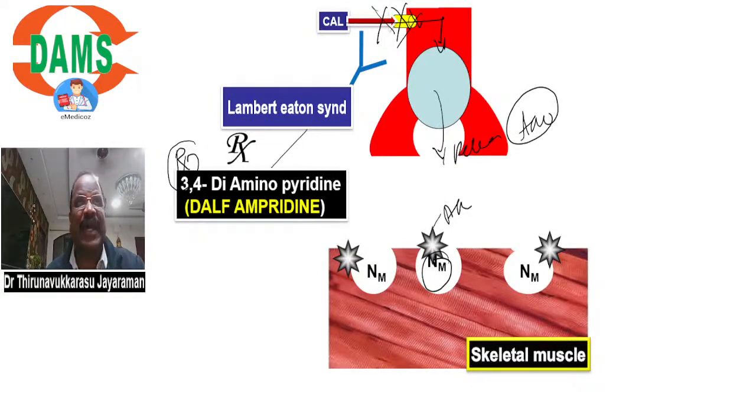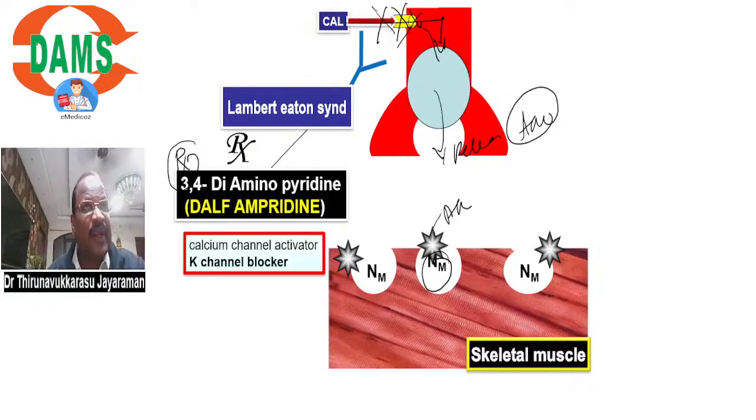3,4-diaminopyridine, also known as dalfampridine. This is going to promote calcium entry. It's a potassium channel blocker, thereby prolonging depolarization, promoting calcium entry, and promoting acetylcholine release.